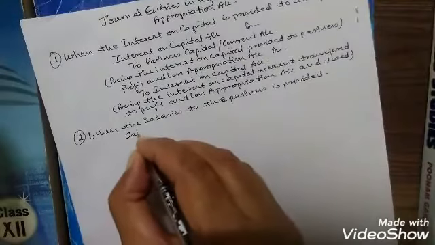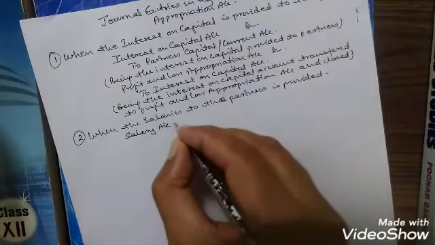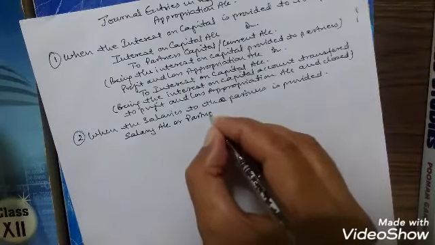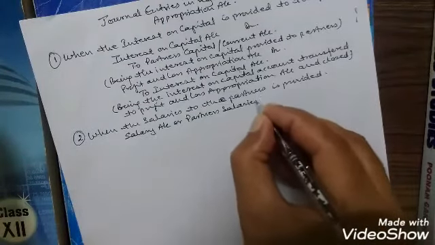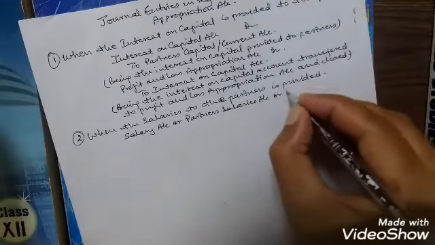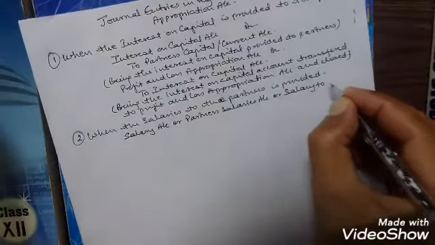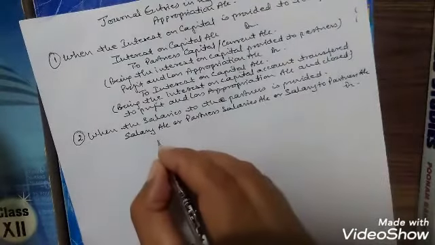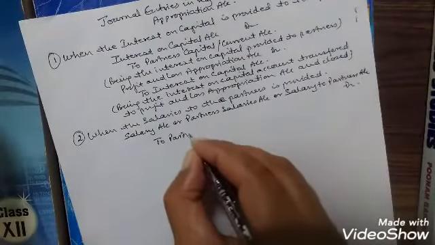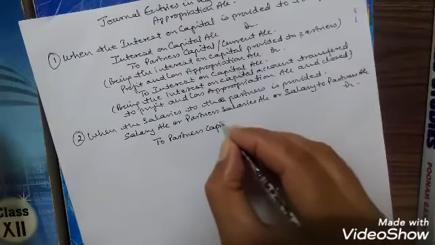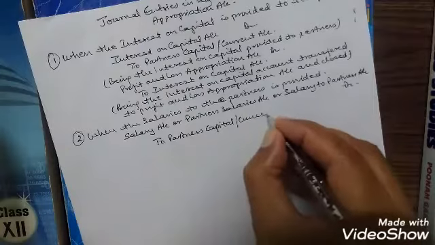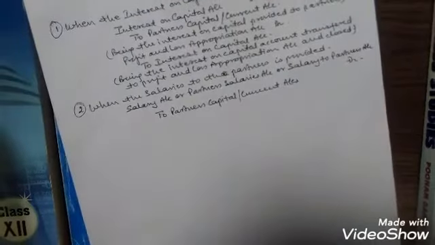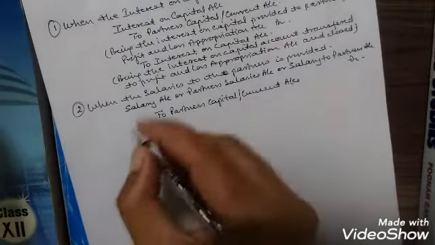Here salary is an expense, so salary account or partners salaries account or salary to partners account will be debited to partners capital or current account, because the partners are going to get it. Therefore, the receiver will be credited.